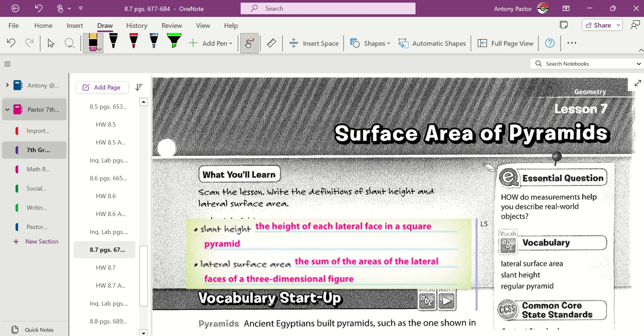If the base of a pyramid is a triangle, or a triangular base, how many lateral faces will that pyramid have? 3. There we go. And there are rules to this. So we're going to start off with quadrilateral bases first, okay?